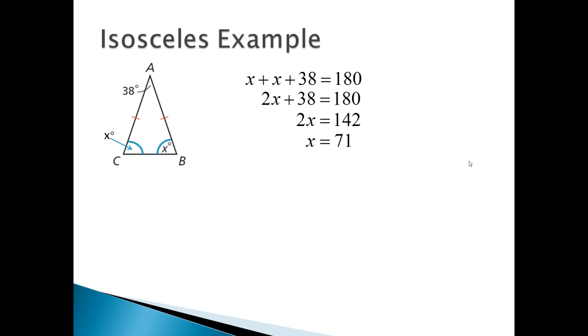So now I have 71 degrees as my x, and as you can see, B and C, since they're both x, they're both going to be 71 degrees. And that'll give me 180 degrees total in the triangle.